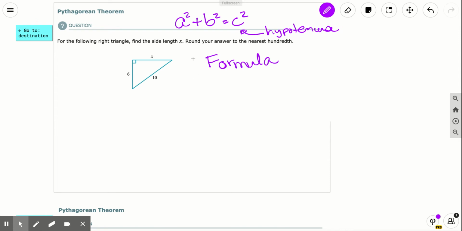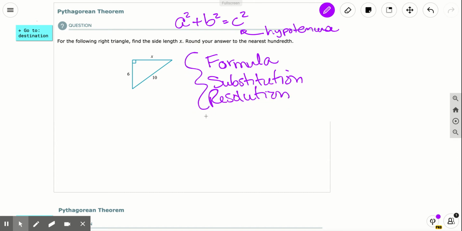Okay, for me, this is what I want you to show me. You need to show me formula, substitution. Write this down, guys. Resolution. You must show all three. That means I want you to write the formula first. Okay, the formula goes first, then you substitute in the values that you have, and then you solve it. Okay, that's what resolution means.